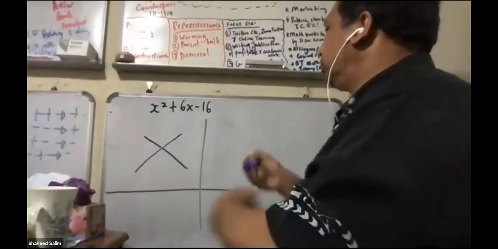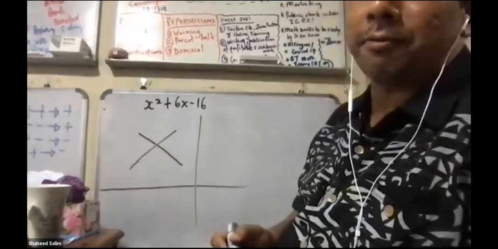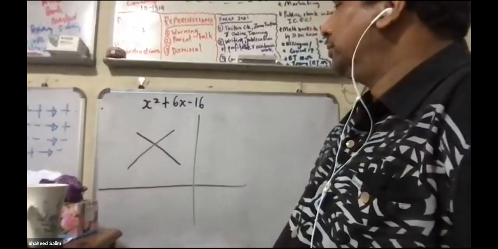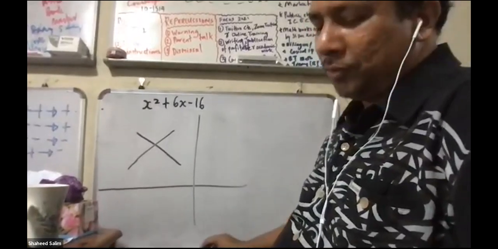X plus 4 and x minus 4. Okay, problem is that. Wait, no, never mind. You check, don't check. Your middle number will be zero.